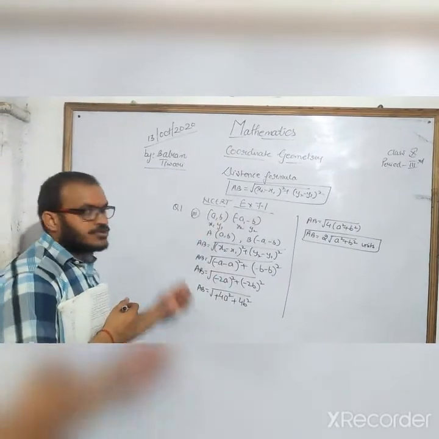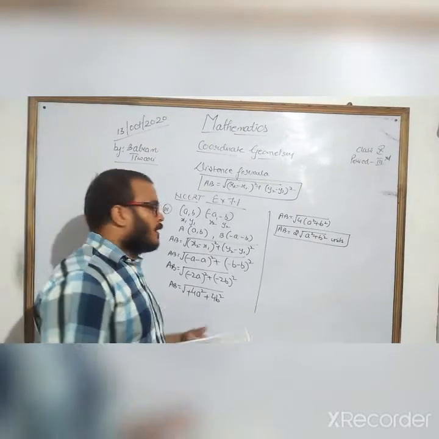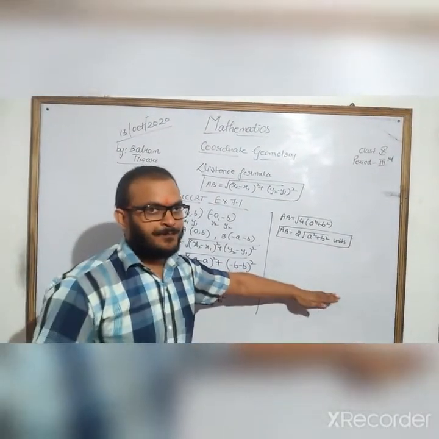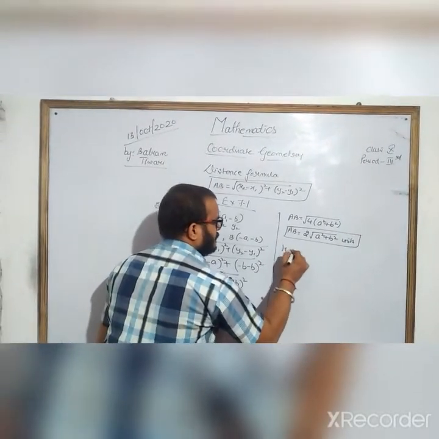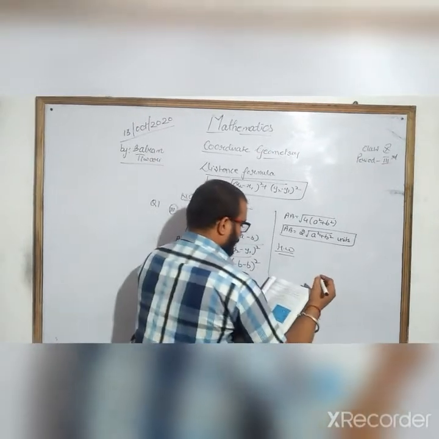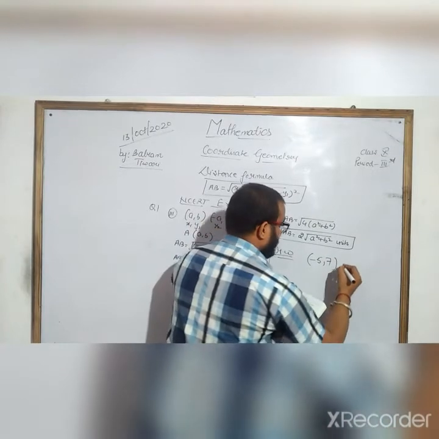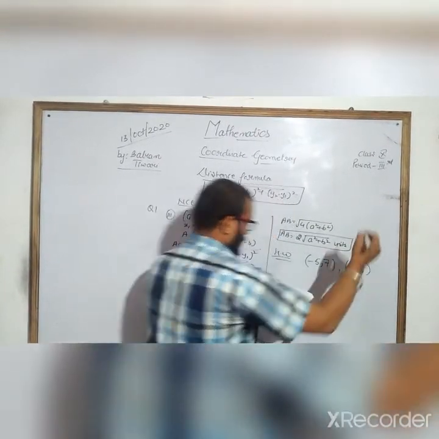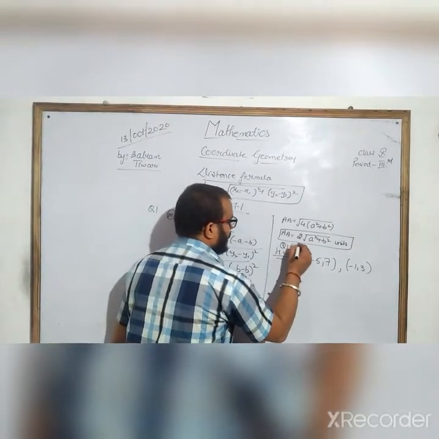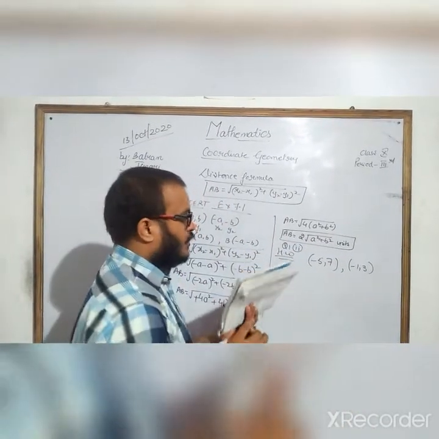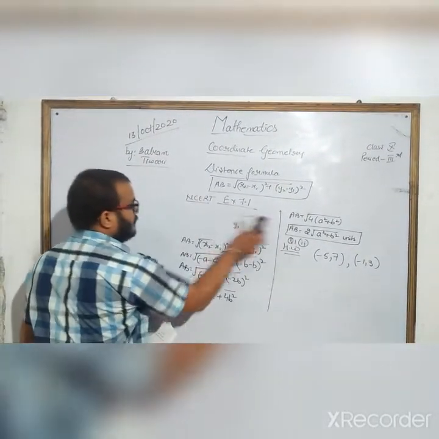Look at this question once again, very carefully. Now you can go through this process. Just note down one question as homework: find the distance between minus 5 comma 7 and minus 1 comma 3. This is NCERT question number 1, second part. You can do it in your homework copy.